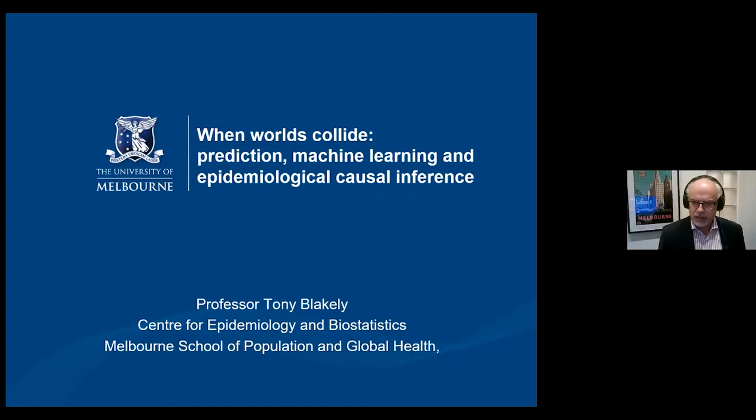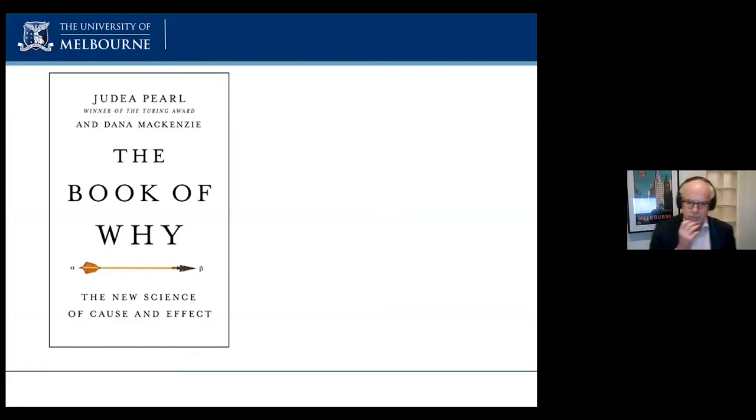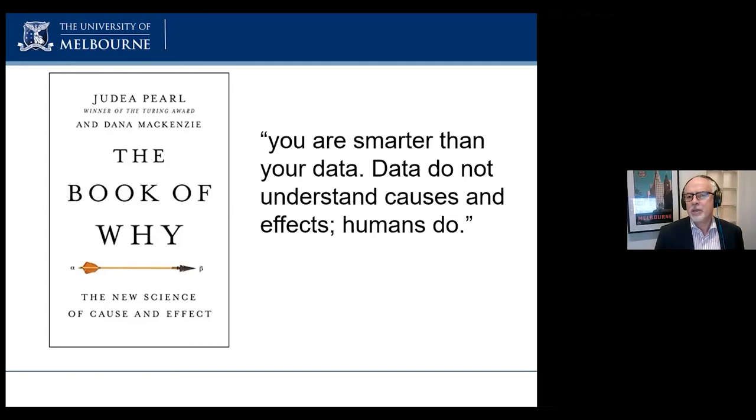So let's actually start off with Judea Pearl. Very senior person, one of the initiators of artificial intelligence. Even though he's one of the gurus of machine learning, he would still say this: you are smarter than your data. Data do not understand causes and effects, humans do. Now, this is utterly critical. I'll acknowledge that there are some machine learning methods being developed at the moment that can just go into the data and perhaps extract causality, but really, I still think that's pretty much fairyland.